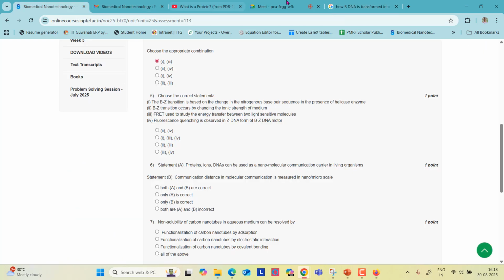But how exactly is helicase promoting that B to Z transition, ma'am? Here they're saying the B to Z transition change is not based on the helicase enzyme. Like a nitrogenous base pair is required, but not the helicase structure. That's not what is important here. That's what I had doubt about.